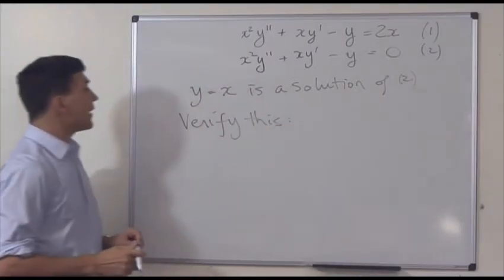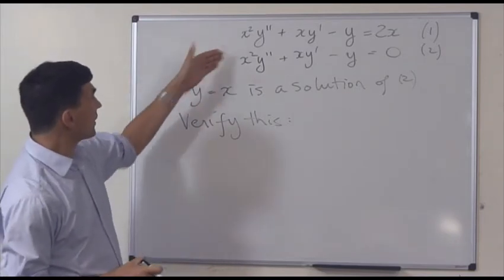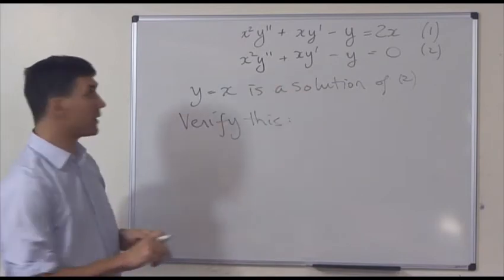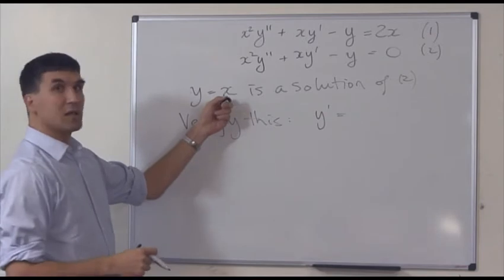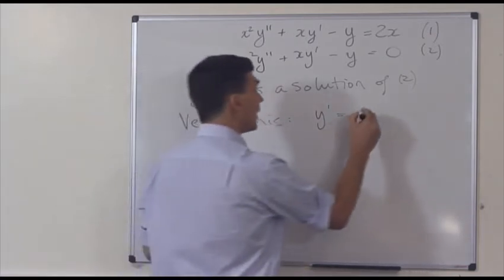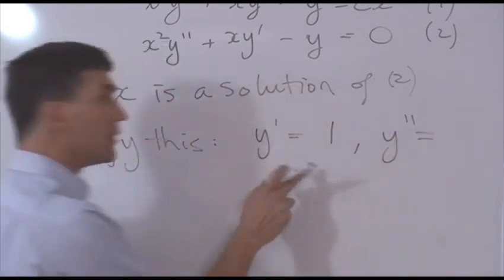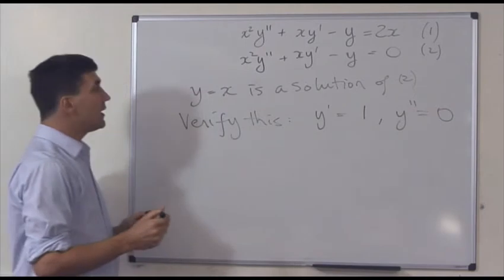So if we're going to verify this, we need to substitute it into equation 2, and so we need to know what y prime is and what y double prime is. So y prime, that's dy by dx, and y is equal to x, so that's equal to 1. And y double prime is the derivative of y prime, so that's equal to 0. Differentiating a constant gives you 0.